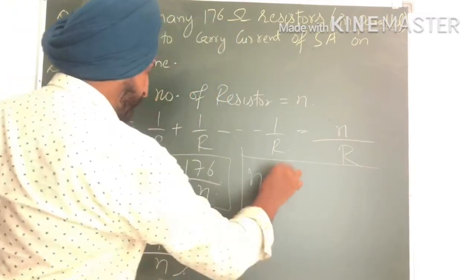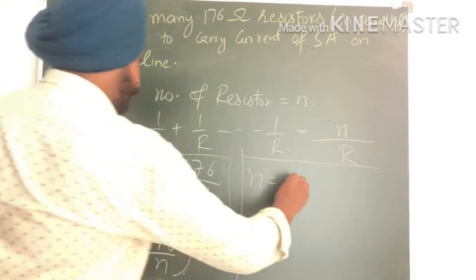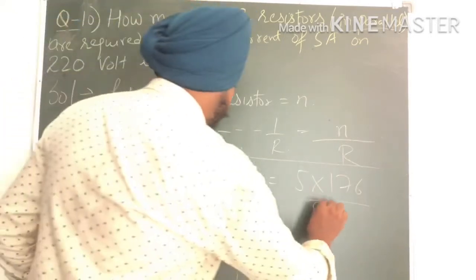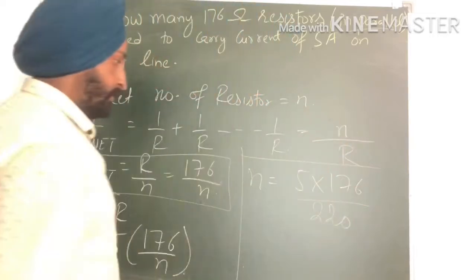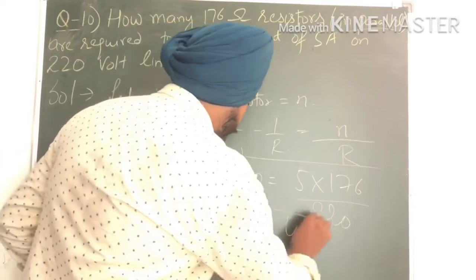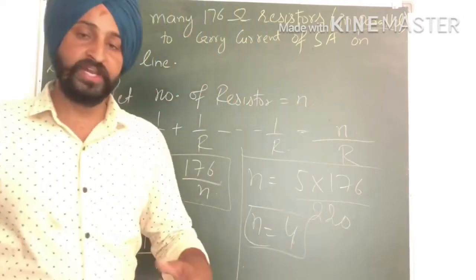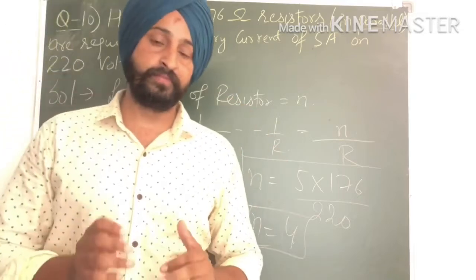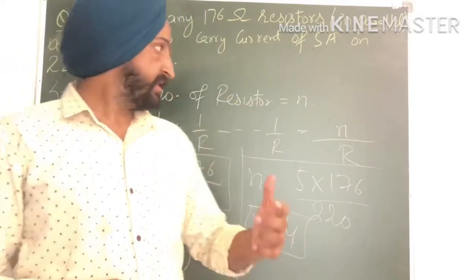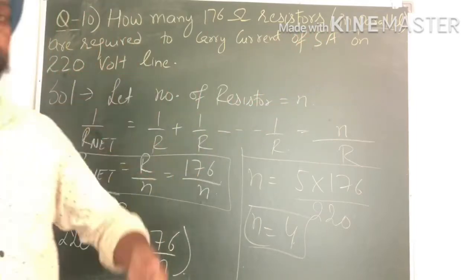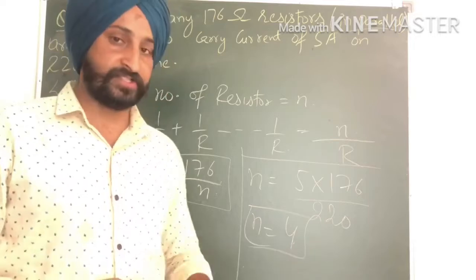And this n would be equal to 5 into 176 over 220. Now by cancelling these, you will be left with n is equal to 4. So you need 4 resistors of 176 ohm each, and you will be connecting them in parallel. Then the current of 5 ampere would pass when potential is 220 volt. So our answer is 4 resistors.